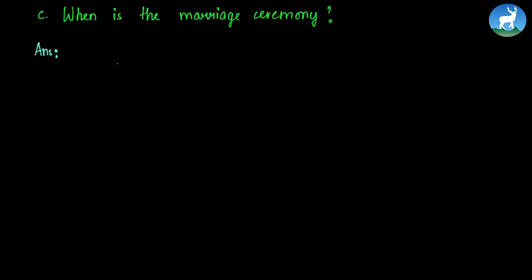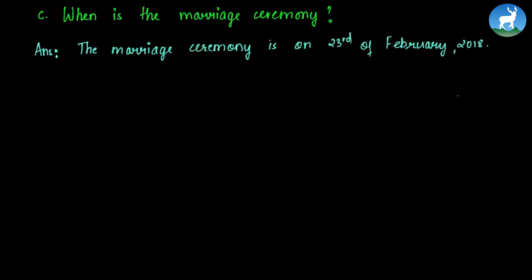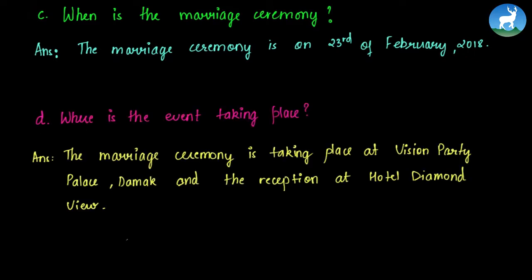So we have this in the invitation letter. The marriage ceremony is on 23rd of February 2018. And the final question is, where is the event taking place? So we have two events in the invitation card. One is the marriage ceremony, which is taking place at Vision Party Palace, and the second is the reception, which is taking place at Hotel Diamond View.